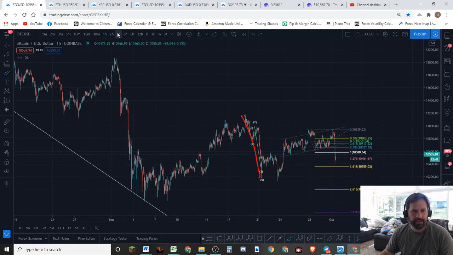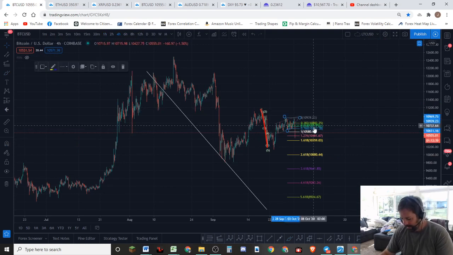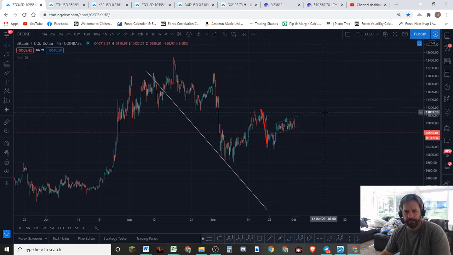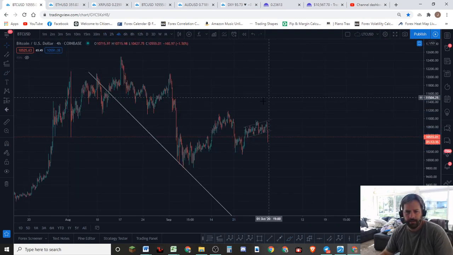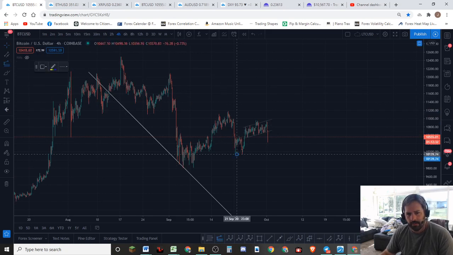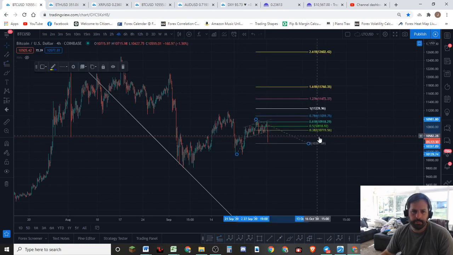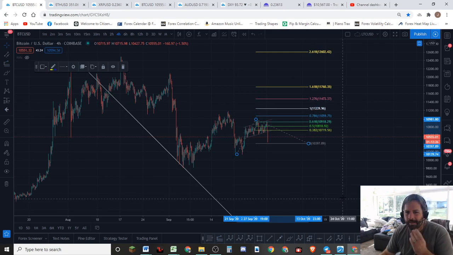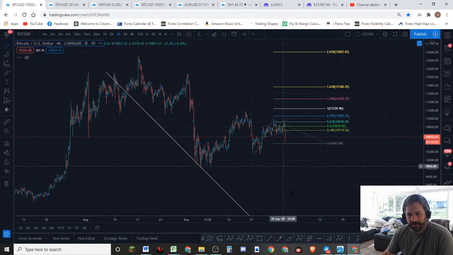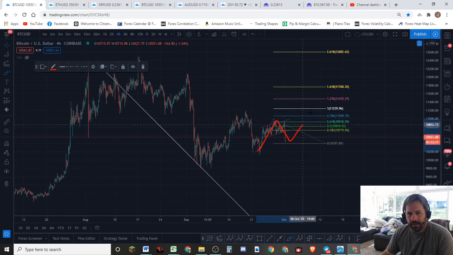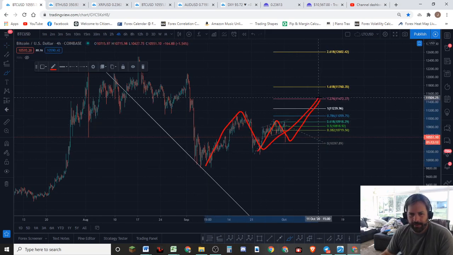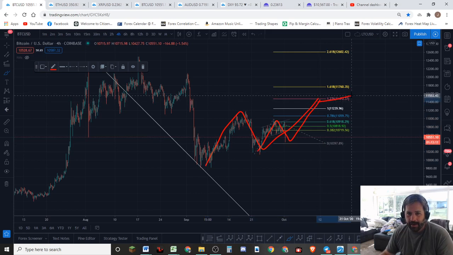Okay, let me zoom out just a little bit more, get some context here. There we go. We'd be looking at something like this, if it's a 3-wave up that we're looking for, and then basically we'd be having a 3-wave move like that. And it's just 3 waves.